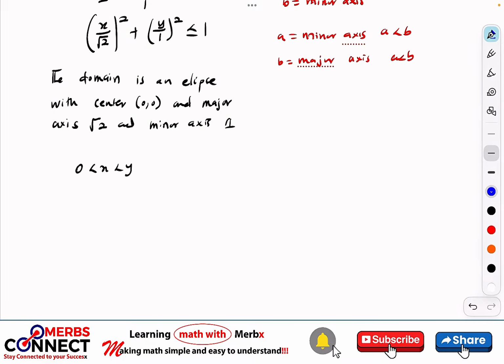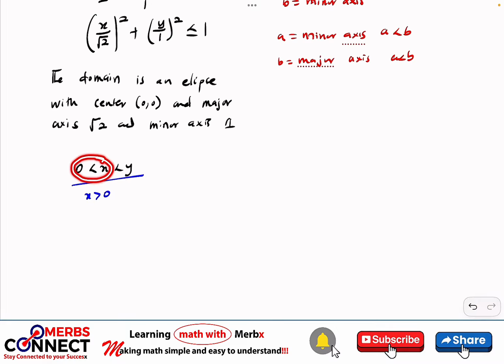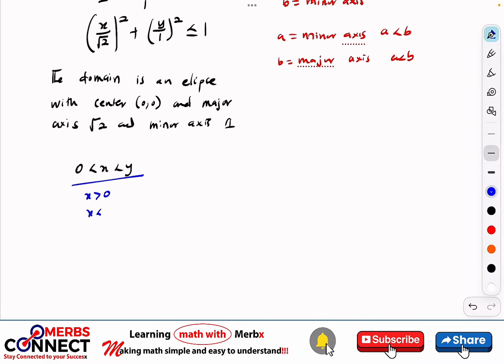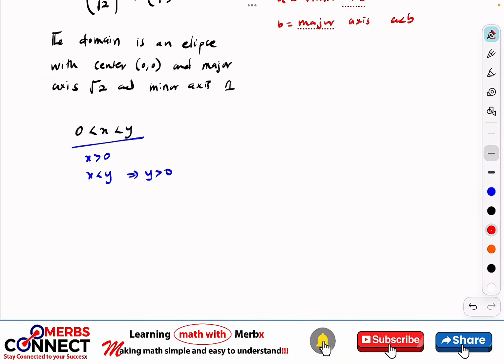So what we can do here is we can look at this here, we can say that x is greater than 0 from this, right? And then we can also see that x is less than y. So x is less than y. Now, if x is greater than 0 and x is less than y, then this implies that y is also greater than 0, right? So that's what you are going to get. Now we want to sketch, so we want to use the inequality. So we can say that x is equal to 0, y is equal to x, and y is equal to 0. So this is what you are going to get.